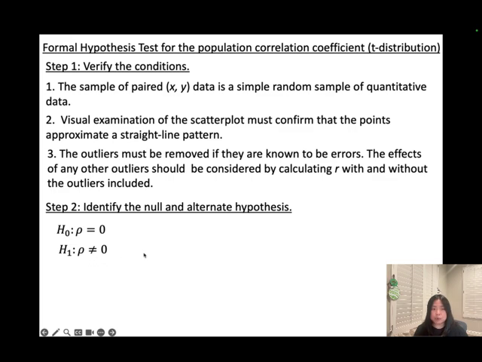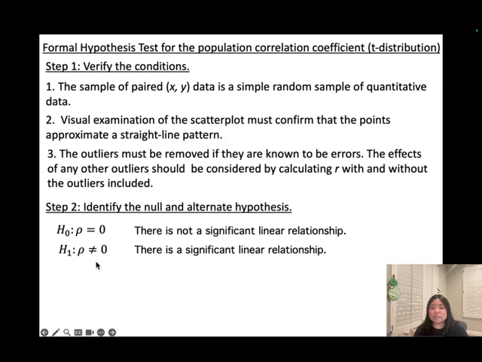So think about it. Remember in the previous sessions, when the sample correlation coefficient r equals 0, that means there is not a significant linear relationship. When rho is not equal to 0, that means there is a significant linear relationship. You also can test rho less than 0, which means there is a negative linear relationship, or rho greater than 0, which means there is a positive linear relationship.